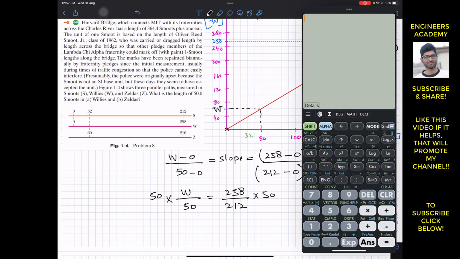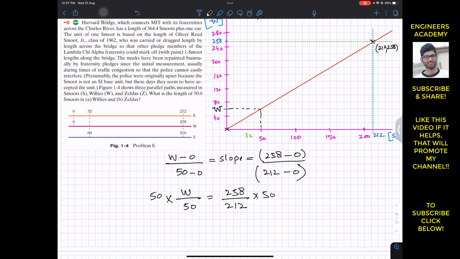So let's find this. This is 258 divided by 212 multiplied by 50. So this is approximately 60.8, so Willies is equal to 60.8, which is obvious from our graph as well, that at 50 Smoots it will be somewhere around that 60 value. This is 20, 40, 60, so this is 60.8 Willies. So 50 Smoots is equal to 60.8 Willies.